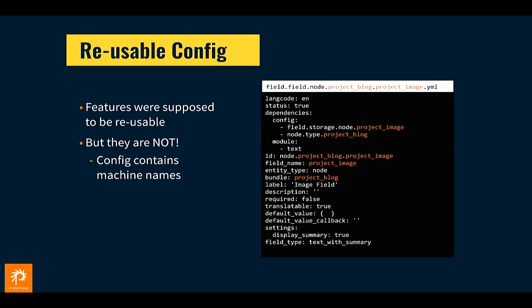configuration and Features contain project-specific machine names. So here's an example, and it's probably hard to read, so I apologize. But this is what a field looks like in Drupal 8. So this is a YAML file. I've created a field called project image, and I've put it on a content type called project blog. And if you look inside that YAML file, I've highlighted in orange all the machine names.